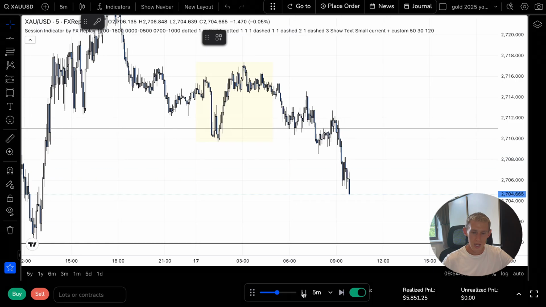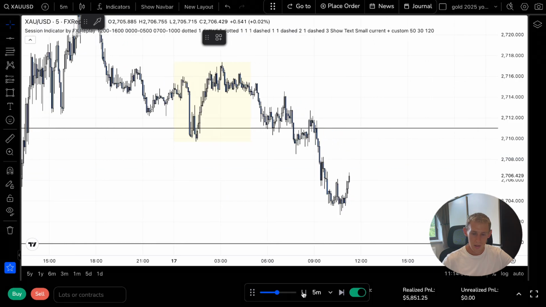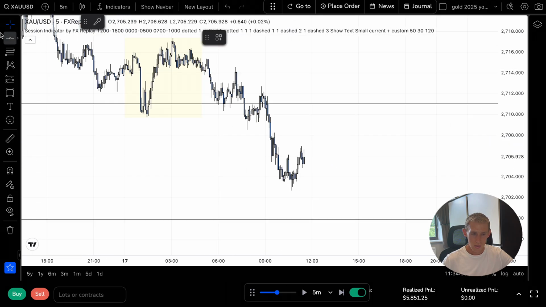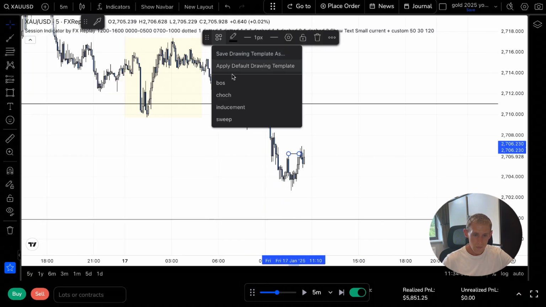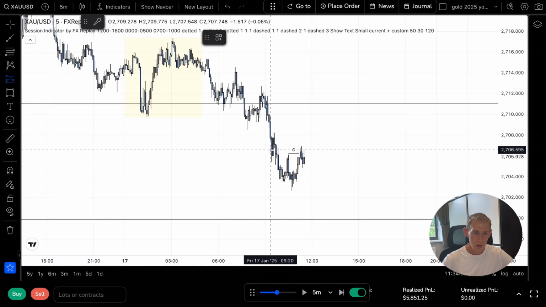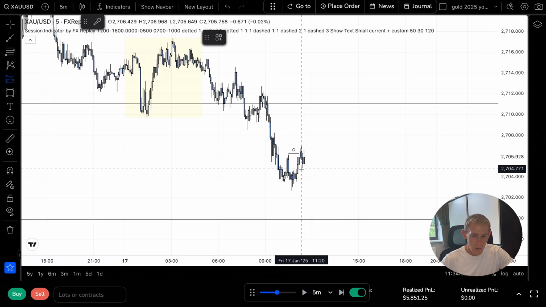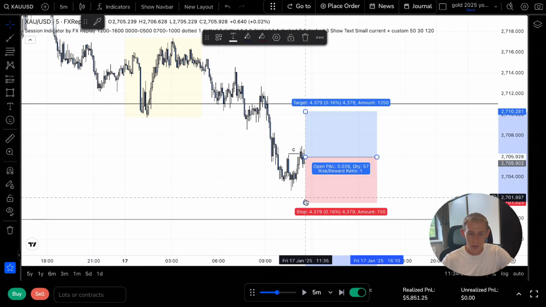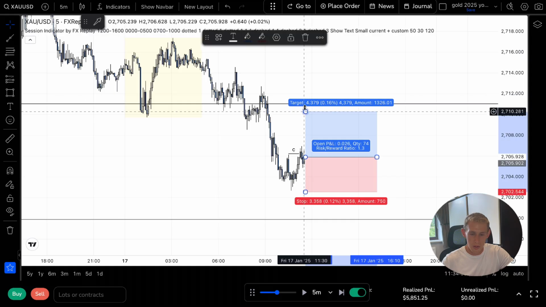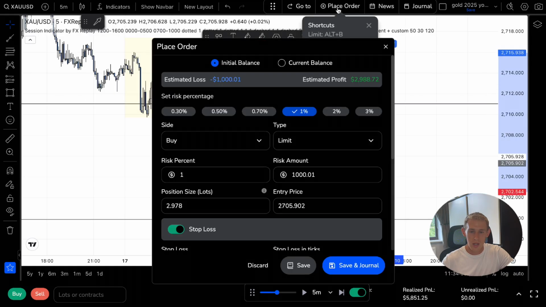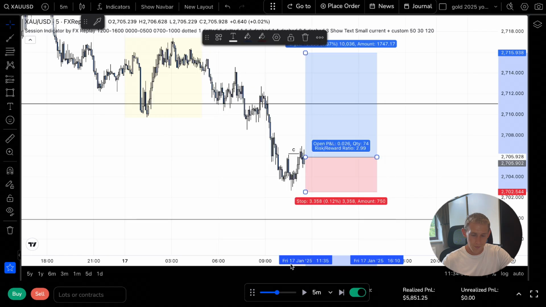Okay, so Asia low taken out. Price is still in the POI. Right, we've now had a change of character on the M5, plus some imbalance created. With this one, you could wait for a retracement into the demand, but the risk to reward is already going to be worth it. So I would just rather enter market execution here, like so.